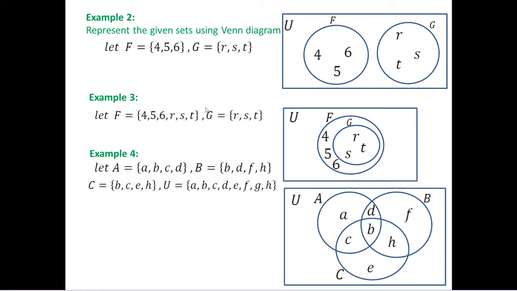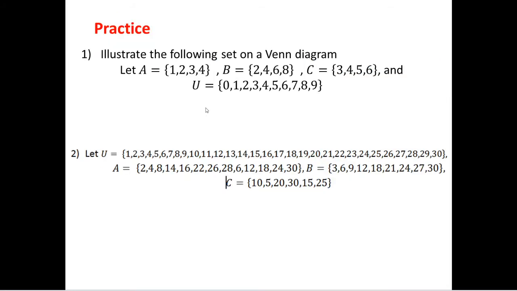And our universal set also has the element G. And that element G cannot be found in A, B, or C. So we put it outside the three of them, but inside our universal set, or inside the rectangle. And this is how we represent these four sets in this Venn diagram.